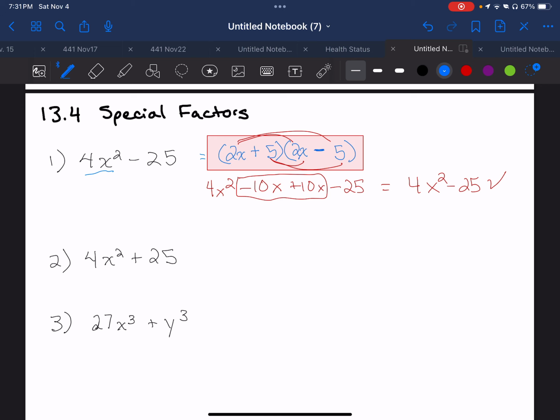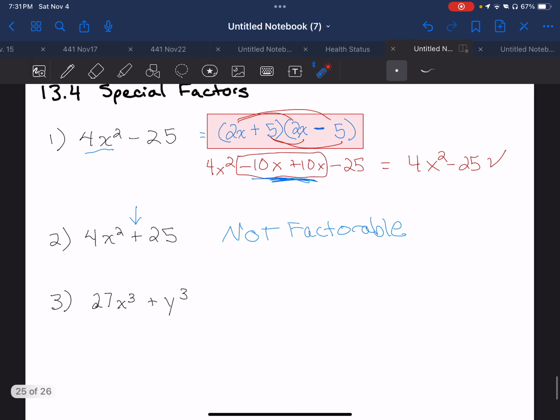Can we make this work? How can we get those middle terms to cancel? If I have a plus, I would need positive times positive or negative times negative. They're not going to cancel. Not factorable, because I can't make the cancellation work out. So perfect squares, if they have the difference of them, we can factor it. If we're adding them, we're stuck. It's irreducible, if you like that term.